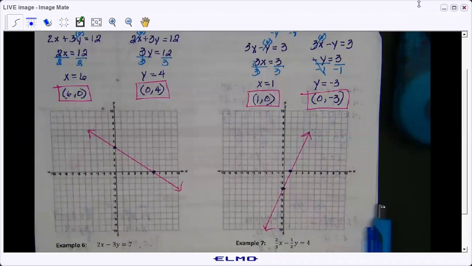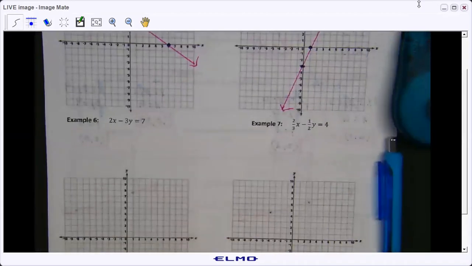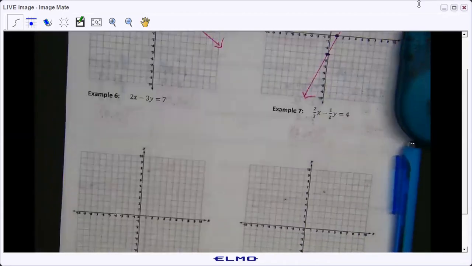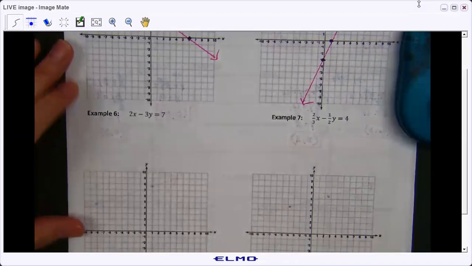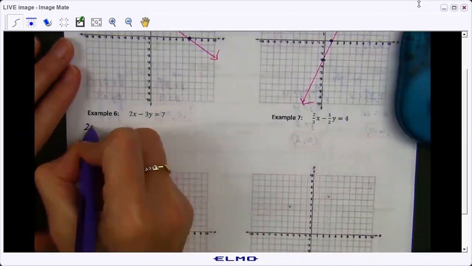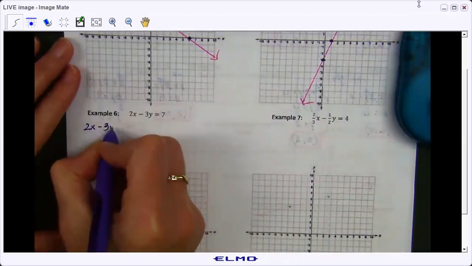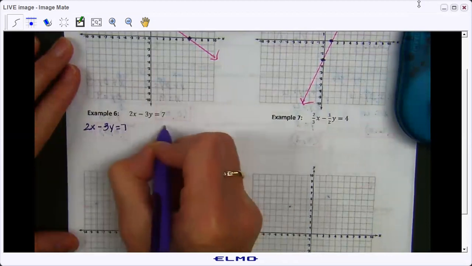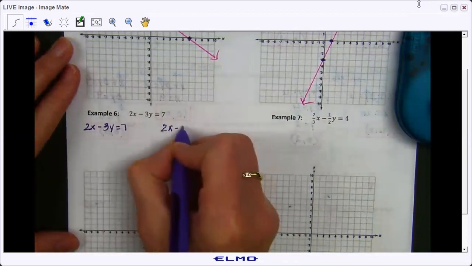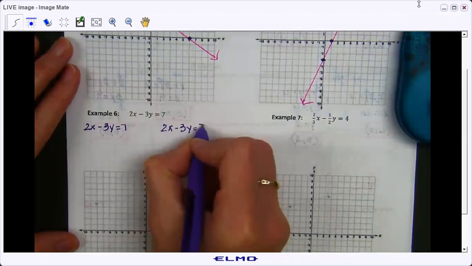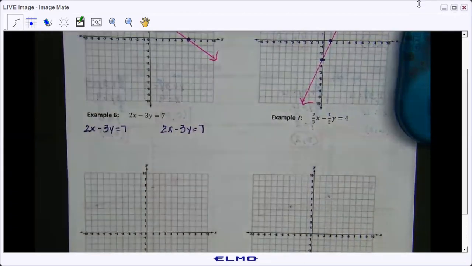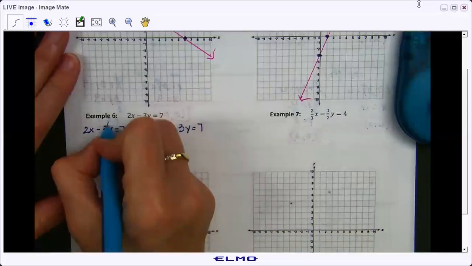These involve fractions, but no worries. Okay, so for example 6, it's already in standard form, so we're going to set these up and find the x and y intercepts. And I think some of you have already done this. And by this point, you don't really need to watch me do it because you've done so many.